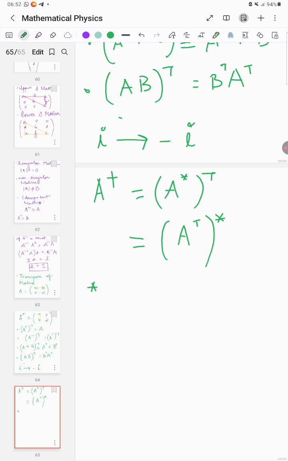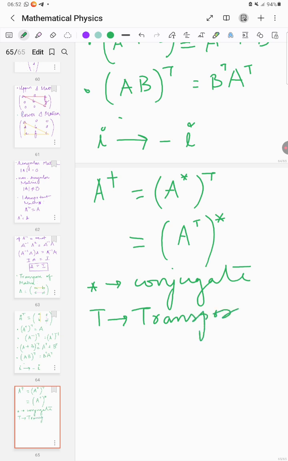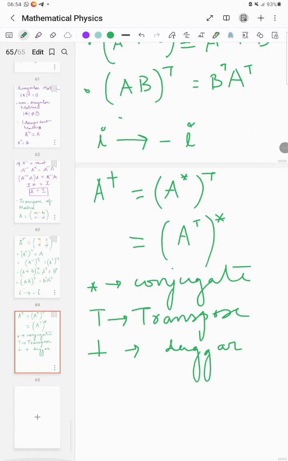So let us clarify these symbols. The star basically gives the conjugate, alright. T basically stands for transpose, alright. This plus sign stands for dagger, alright.